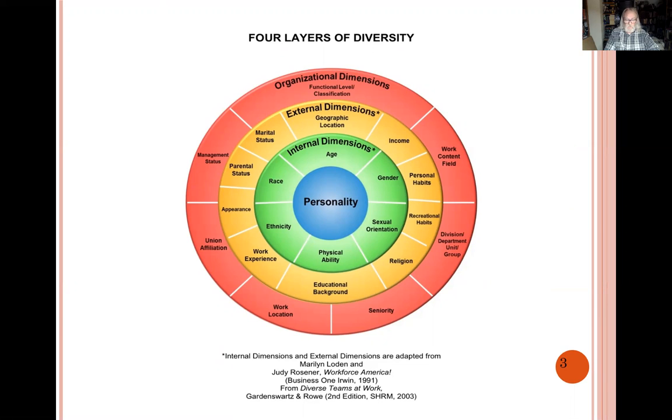And you can see how varied these elements are. They include everything from our geographic location, where we work, to the work itself and the nature of that work, to our educational experiences, to the way we look, and the habits that we display to others. And then finally, we have the organizational dimension of diversity.